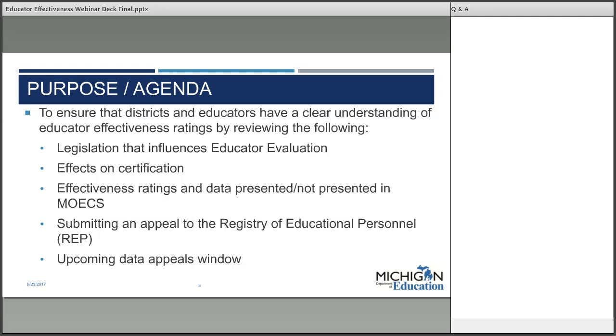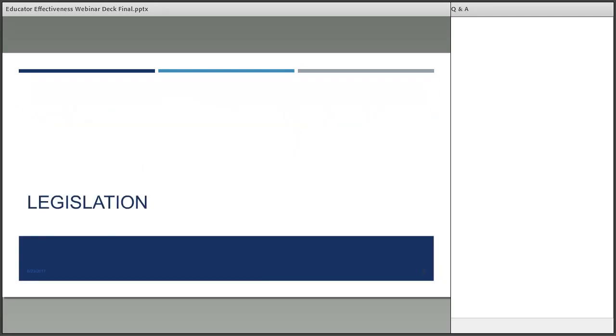And then we'll detail how a data appeal is submitted to the Registry of Educational Personnel, or the REP. Then we'll also give you a little more detail on the data appeals window, which is open now. It opened September 1st of this year and will last until December 1st of next year. So we're going to start by going over the legislation.